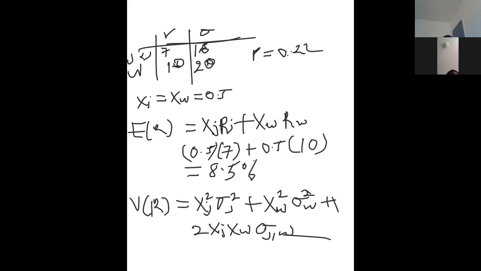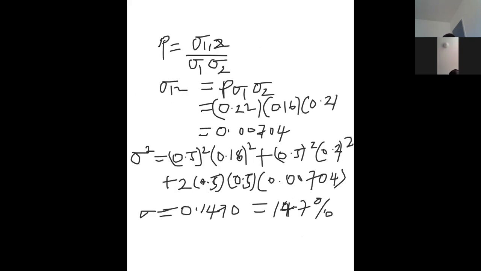Now, because I'm looking for the covariance, I said, okay, the correlation formula is the covariance of J and W, or in this case, asset 1 and asset 2, divided by the standard deviation of asset 1 and that of asset 2. And through that, covariance of 1, 2 is equal to correlation times standard error of the first one times the standard error of the second one. And that gave us 0.0704. So that means the 0.0704 here represents the covariance of J and W.